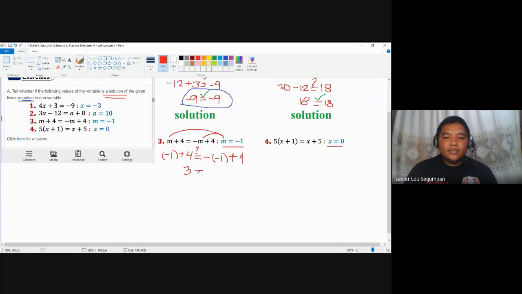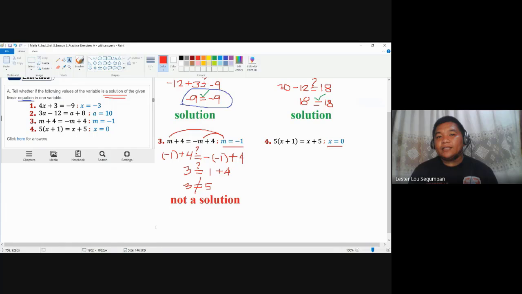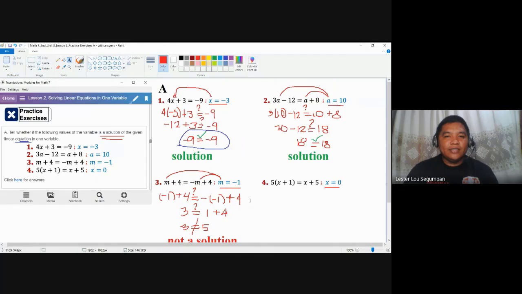In the other side, still question mark. You have double negative property, 1 plus 4. So you have 3. The other side will be 5. As you can see, they are not equal. You could use this symbol, then the check one there. Since both sides are not equal, this is the time that you could say that m equal to negative 1 for the given equation is not a solution. Not a solution because it did not satisfy the given equation.